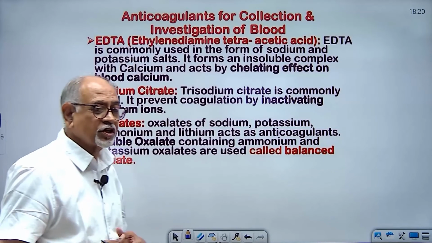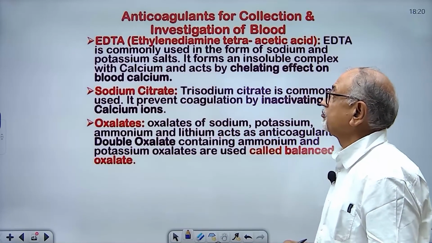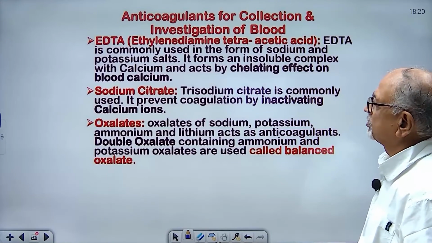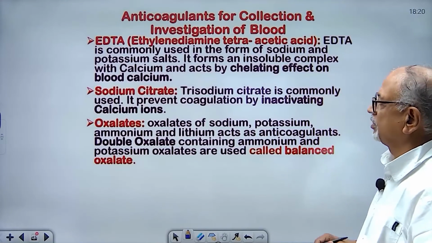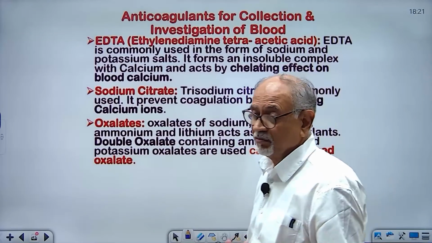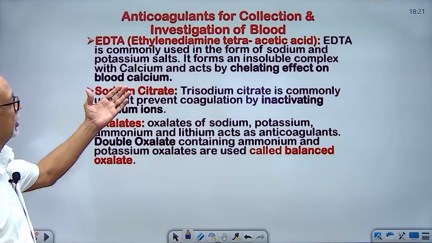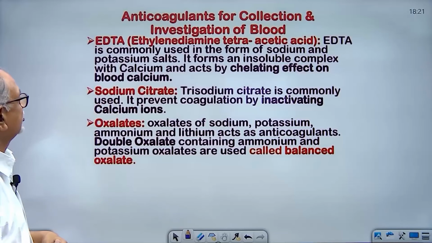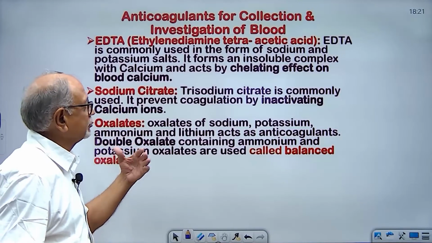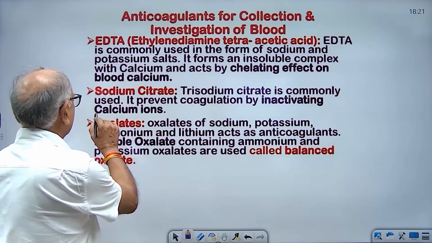Now, the commonly used anticoagulants for collection of blood are EDTA, that is ethylene diamine tetraacetic acid. It is commonly used in the form of sodium and potassium salts. It forms an insoluble complex with calcium. As you know, calcium is very important for blood coagulation. So, it binds with calcium and acts as a chelating agent on blood calcium. Then sodium citrate, trisodium citrate, is commonly used. It prevents coagulation by inactivating calcium ions.